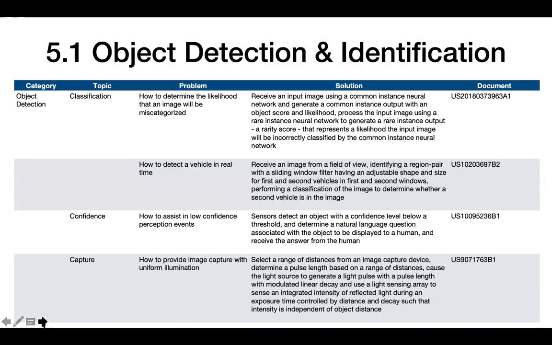The last one, capture, how to provide image capture with uniform illumination. So this is an image processing one. Select a range of distances from an image capture device, determine a pulse length based on a range of distances, cause the light source to generate a light pulse with a pulse length, linear decay, and so on. In other words, there's images, they're taking things from multiple different distances, but somehow making the entire image have the same level of intensity.